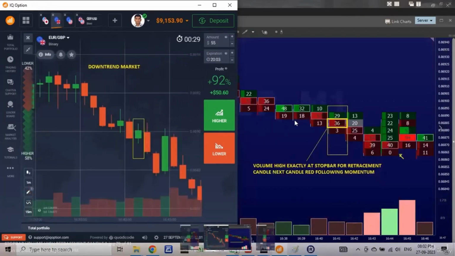Okay, so here is a downtrend market, and this candlestick is a bullish candlestick. This one has high volume exactly at the stop bar for the retracement candle. Yes, volume is high exactly at this stop bar. And this candlestick is an inside bar pattern in the downtrend market also. So the market gives you a very, very perfect entry point here.